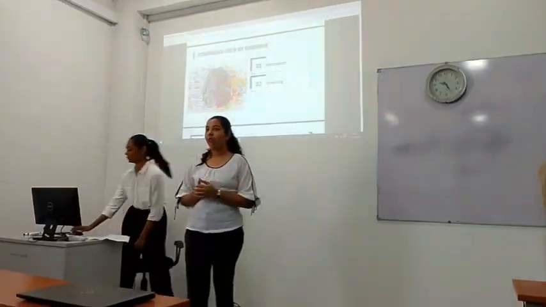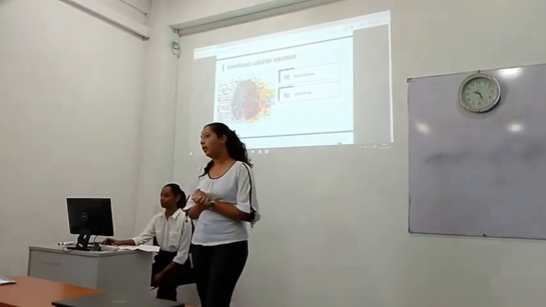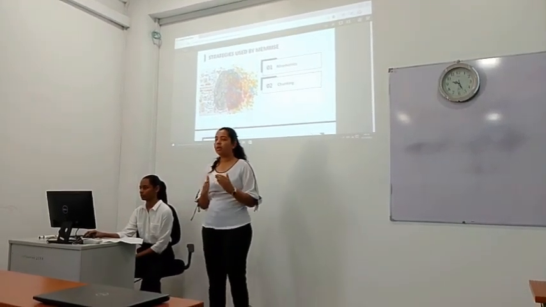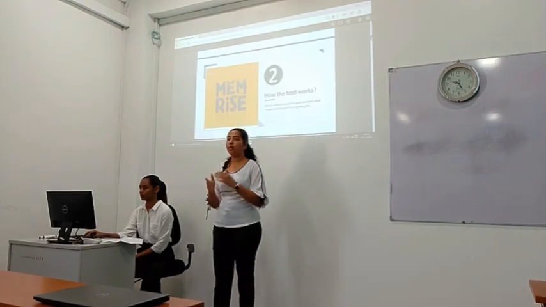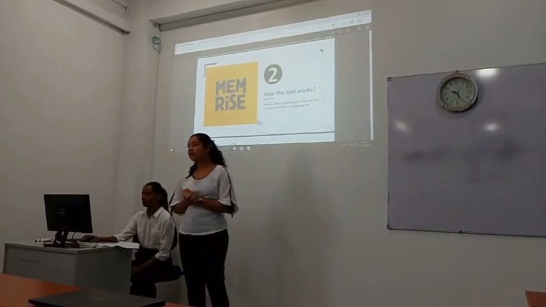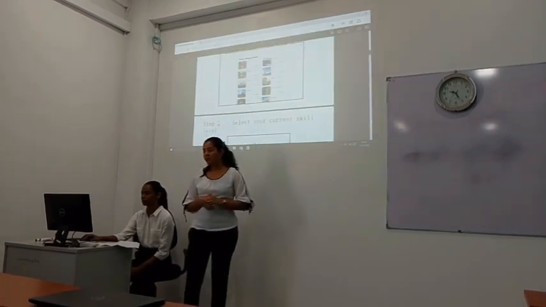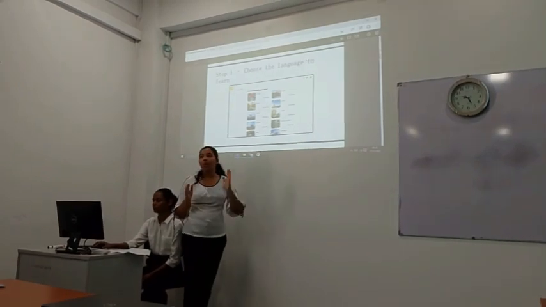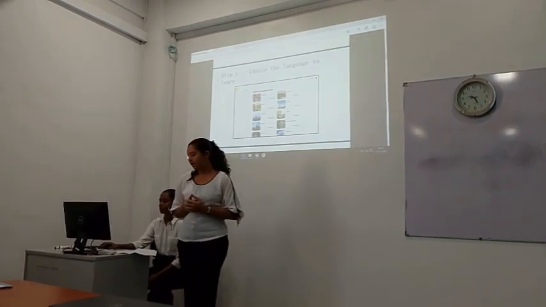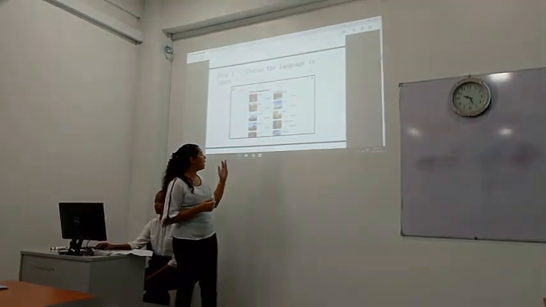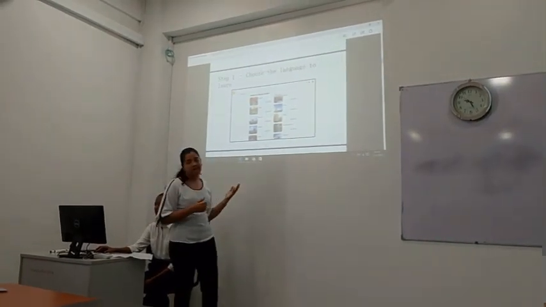Now let's see how this Memrise tool works. Using the URL memrise.com, you can easily access this tool. Once you access this tool, you can see 10 languages like this. So you have to choose one language that you would like to learn. The languages are Chinese, Dutch, German, Japanese, etc.